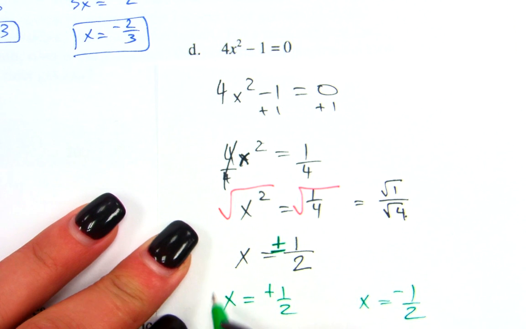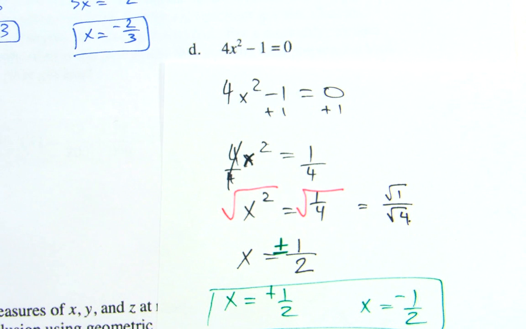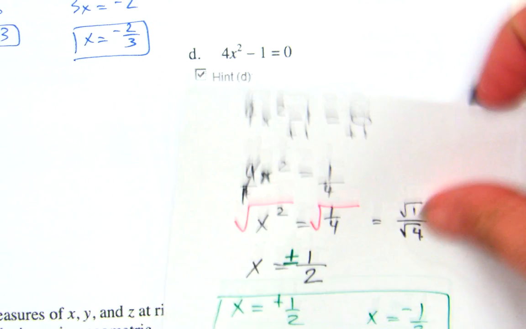So whichever way you like, I'm open to both. It just depends on what you know for a fact. But this is a slicker way to do it. Okay, so that's 44D.